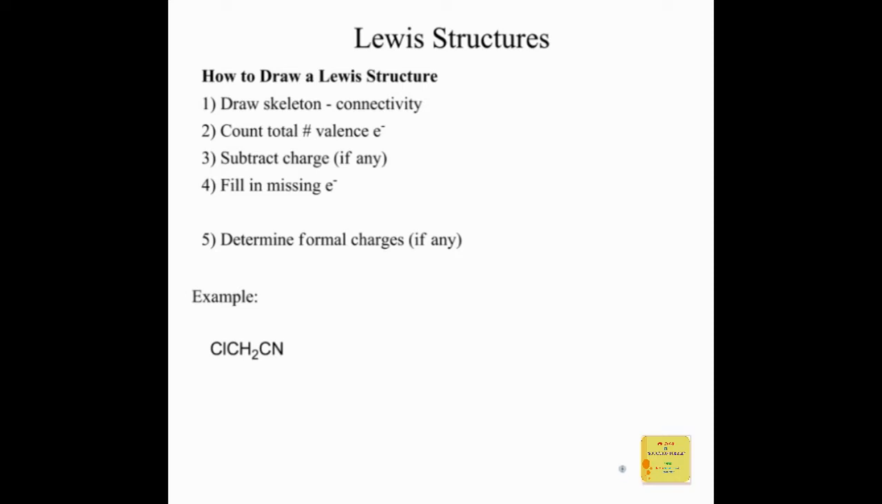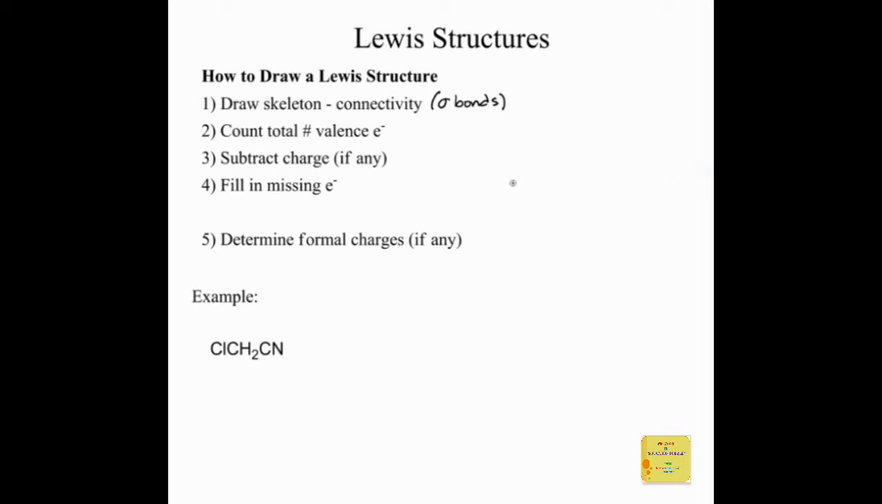The first thing we need to do is to draw a skeleton. This is going to show the connectivity of the atoms. How are they put together? And what we're showing here are the sigma bonds. These are the single bonds that connect the atoms. And of course, each atom must be connected by at least one bond to the overall structure.